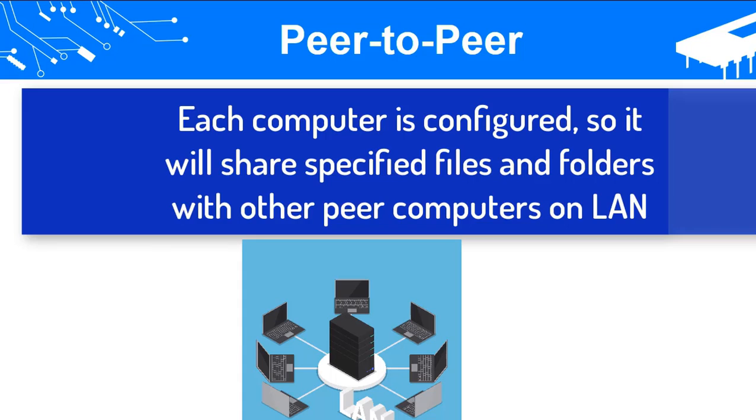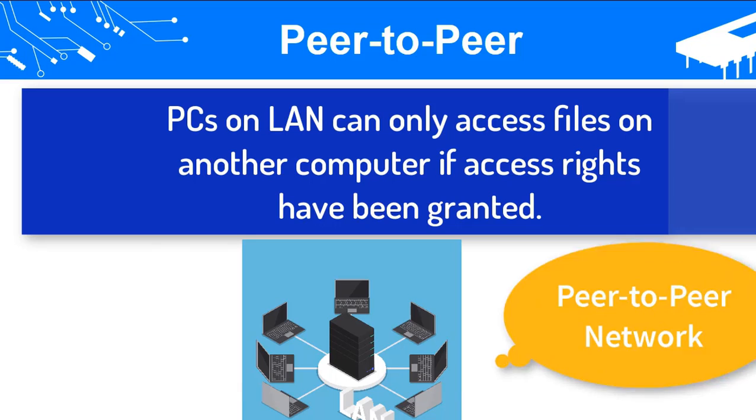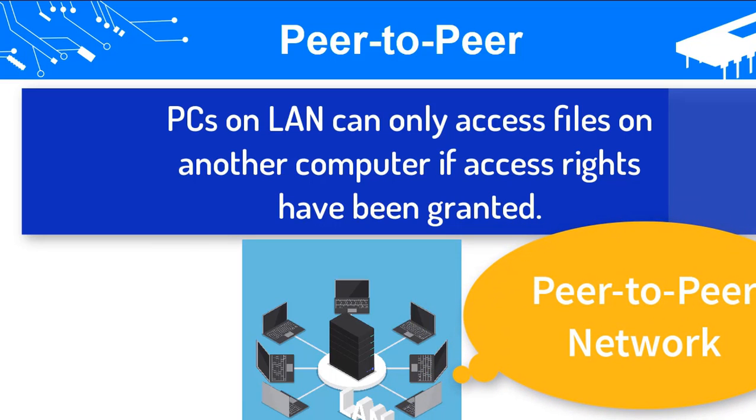So PCs on a LAN can only access files on another computer if access rights have been granted. This is called a peer-to-peer network because all of the computers have equal status and the same role in the network.